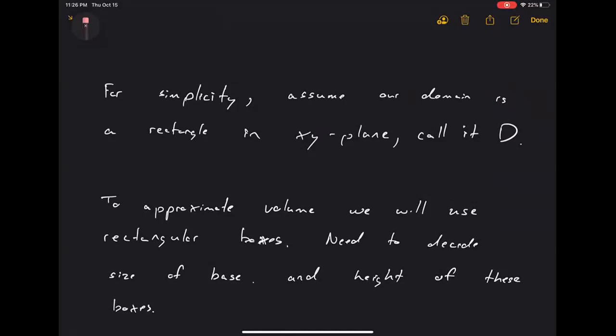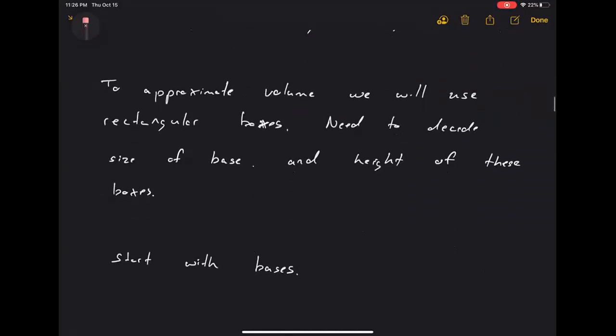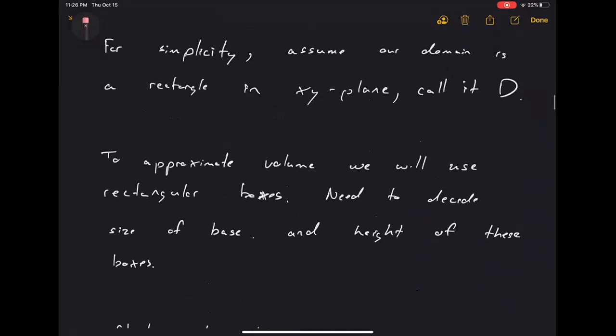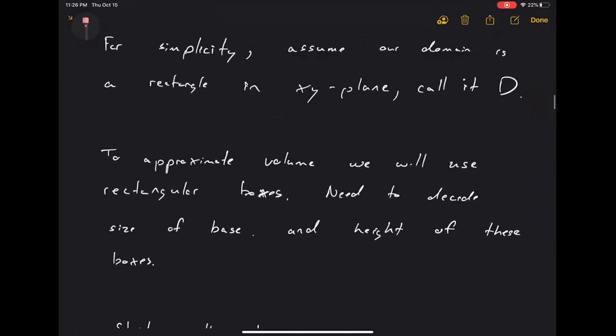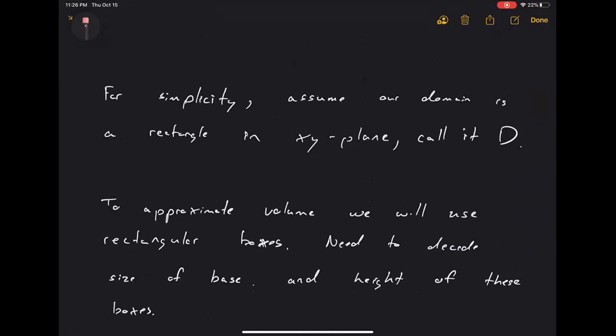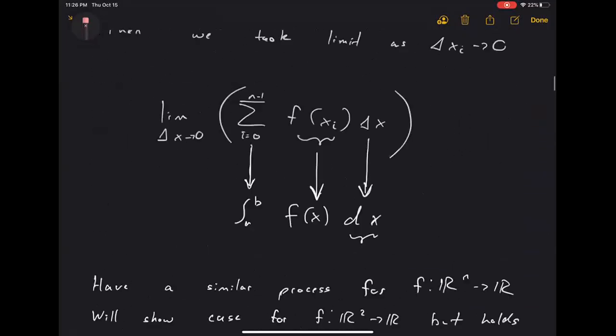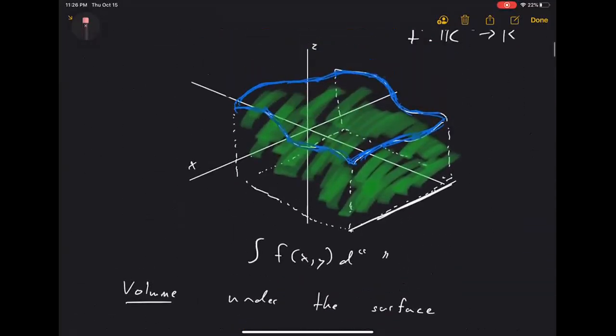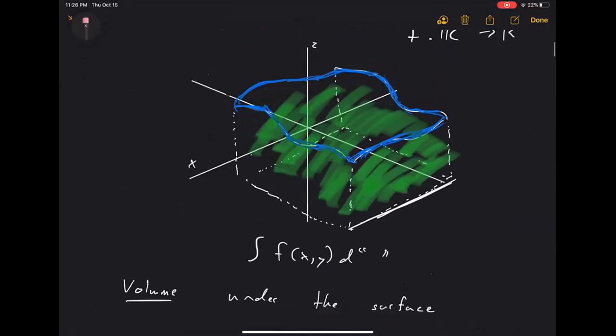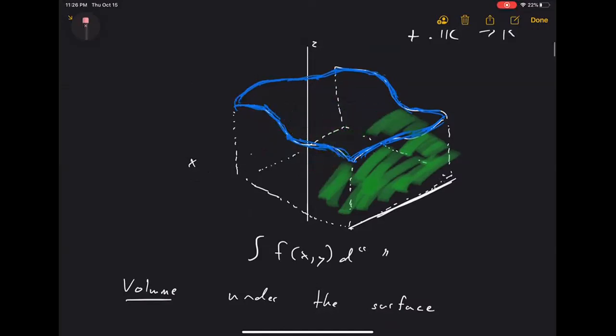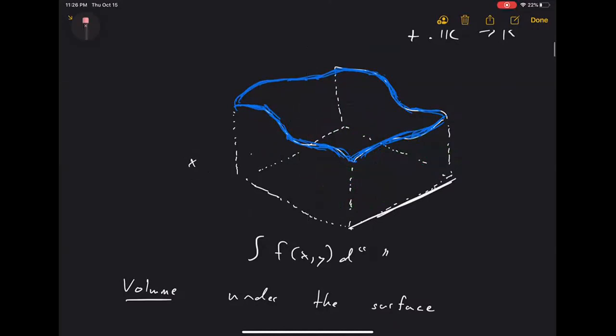Now, how would we approximate the volume of that blue surface up there? Well, instead of flat rectangles, we could just approximate our volume with rectangular boxes. So going back up here to this picture, if I wanted to approximate this volume, let me see if I can draw some rectangular boxes that make some sense. Let's say I'm working on this region and I want to approximate that volume there. How could I approximate this?